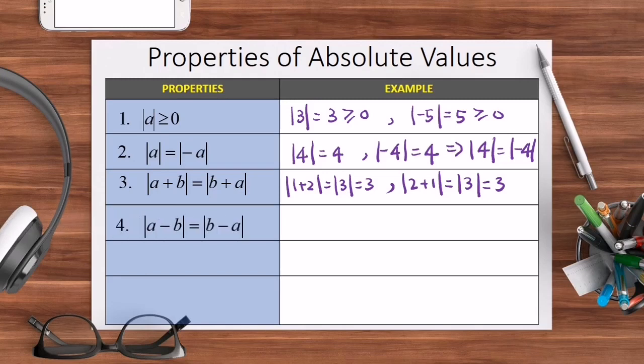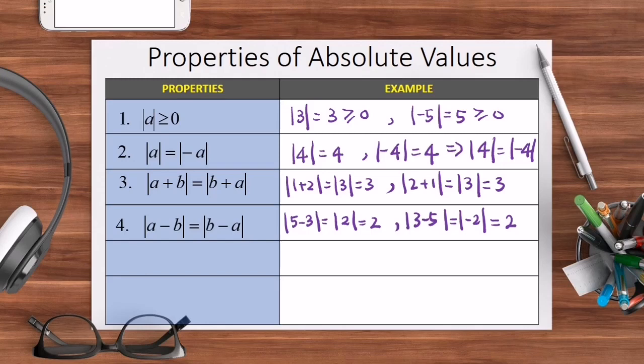The fourth one, absolute value of A minus B is equal to absolute value B minus A. For example, absolute value 5 minus 3. This is equal to absolute value of 2, which is equal to 2. If we find absolute value 3 minus 5, we get absolute value negative 2. Then, absolute negative 2 is also 2. Then, we can conclude that absolute value 5 minus 3 is equal to absolute value 3 minus 5.